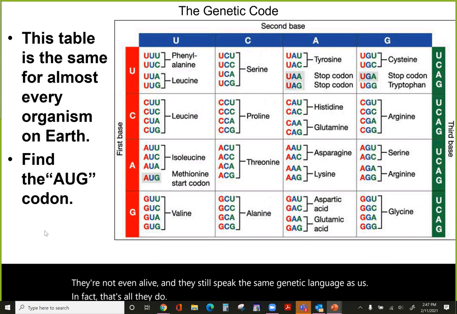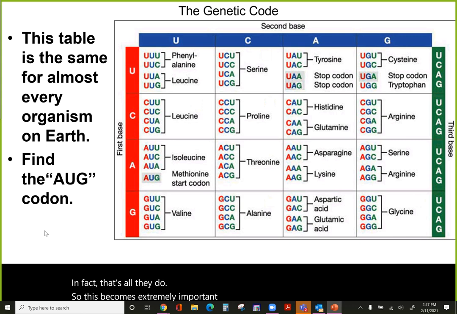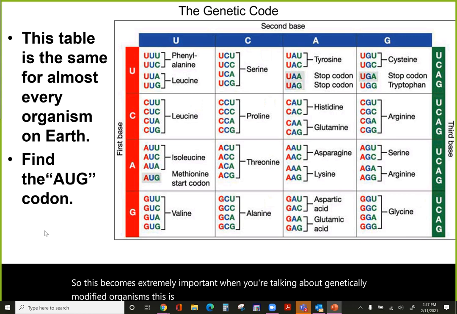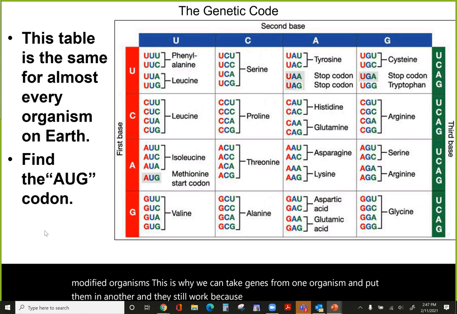So this becomes extremely important when you're talking about genetically modified organisms. This is why we can take genes from one organism and put them in another, and they still work because we all speak the same language.